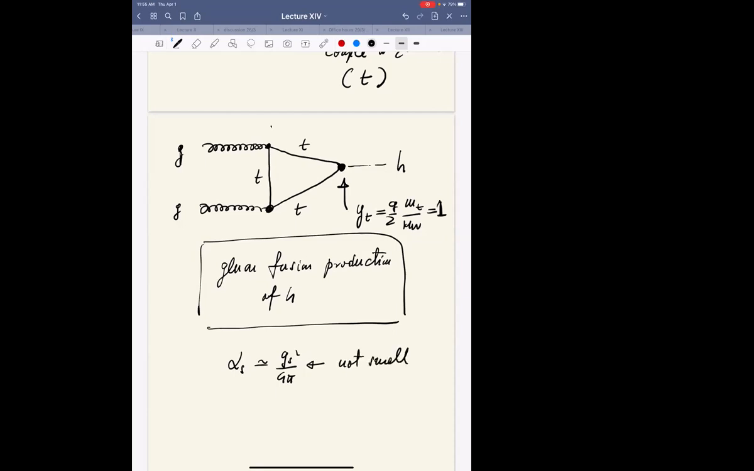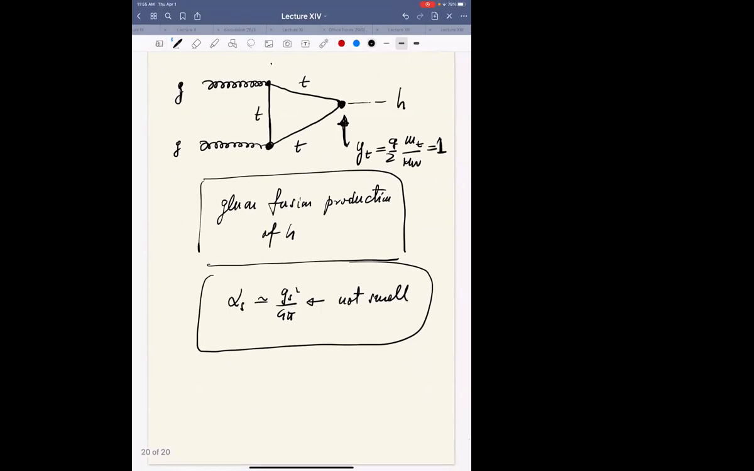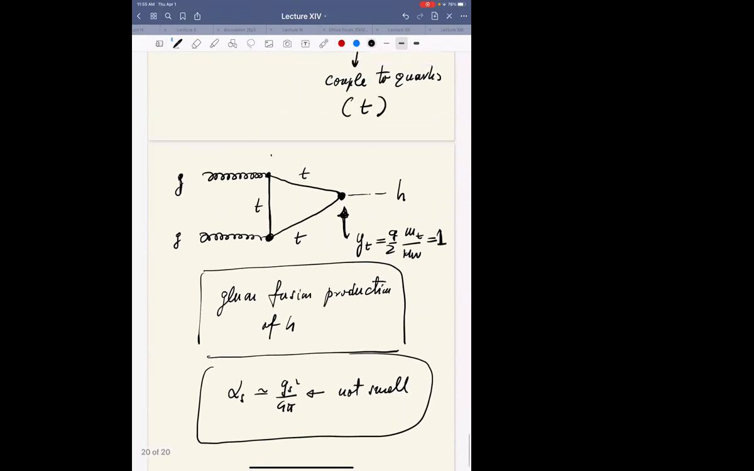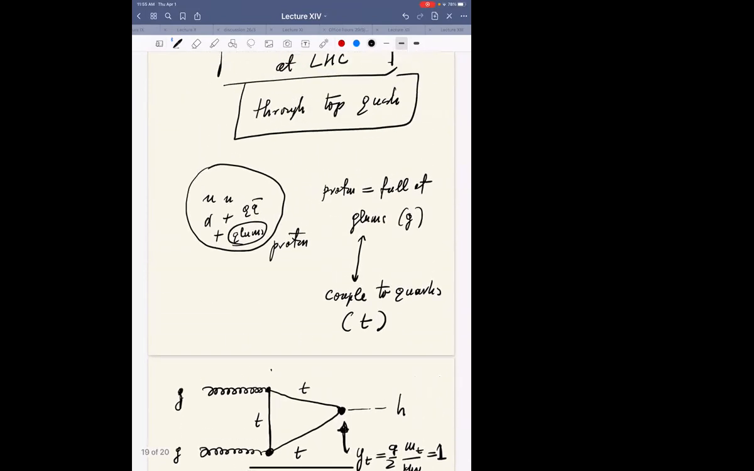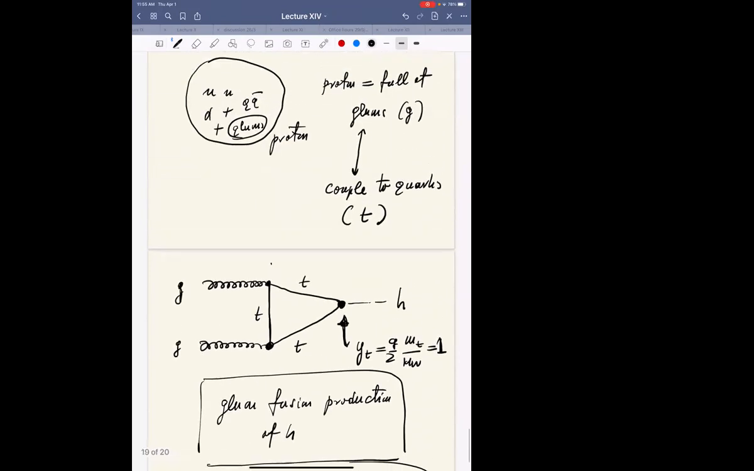I don't think you guys are so much into phenomenology anyway, and putting the numbers would be boring. What we know is that when the dust settles, it's not obvious at all. You have to do the calculation. You pay the price because it's the loop, but then you gain on the couplings. And you gain on the fact that there are a lot of gluons. It's just full of glue, the proton. It's very important.